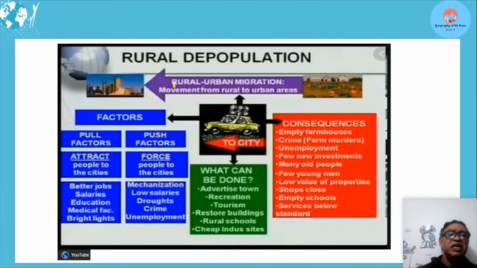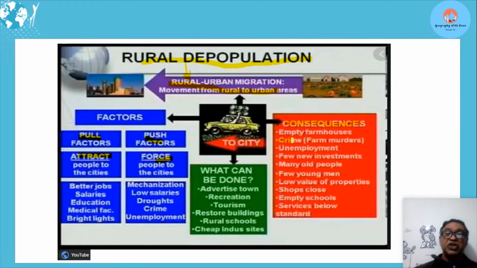Look at this. It shows you what rural-urban migration is. It shows you push factors, pull factors. It tells you force. Attract. It tells you consequences, obviously it'll be for rural depopulation, and it can be included in rural-urban migration. But remember, both are not the same concept. Can you see all those things?